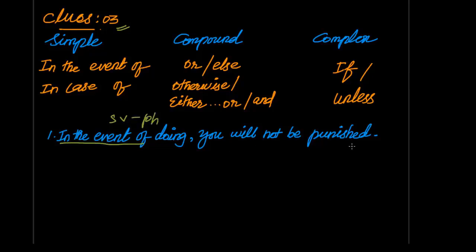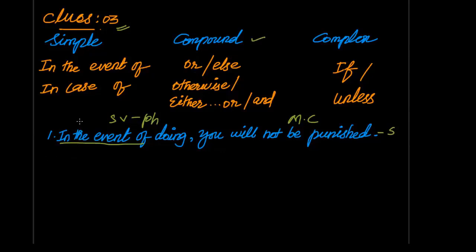Here you will not be punished. So by reading this, you will not be punished, we can get a complete meaning. That is why it is a main clause. One phrase and one main clause means it is called a simple sentence. Now we can change this simple sentence into compound.